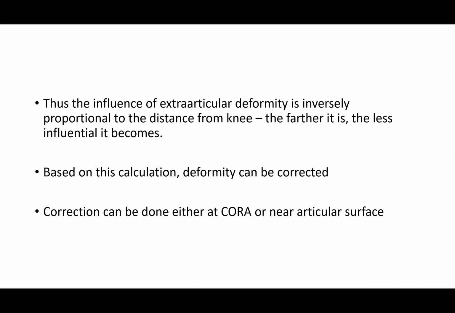Thus, the influence of extra-articular deformity is inversely proportional to the distance from the knee joint. That is, the farther it is, the less influential it becomes. And based on this calculation, deformity can be corrected. The correction can be done either at the level of CORA or near the articular surface.